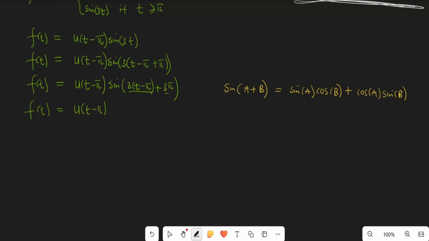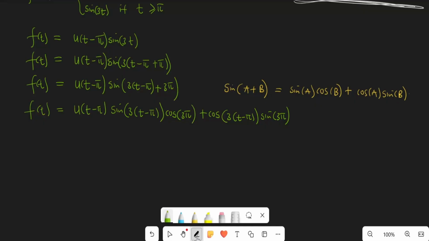Right? Call this one A and this one B. So now let's expand. Using the double angle identity, this one is sine of 3 times (t minus pi), and then cosine of 3 pi. And our next one is plus cosine of 3 times (t minus pi), and then we have sine of 3 pi. Cool. So what is sine of 3 pi and what is cosine of 3 pi?